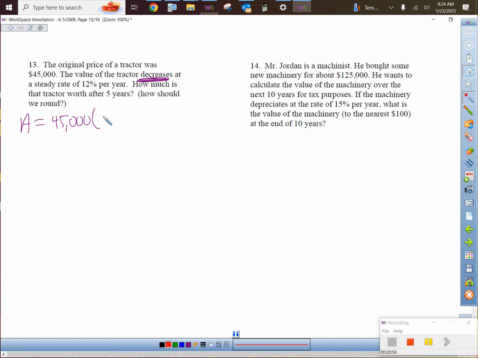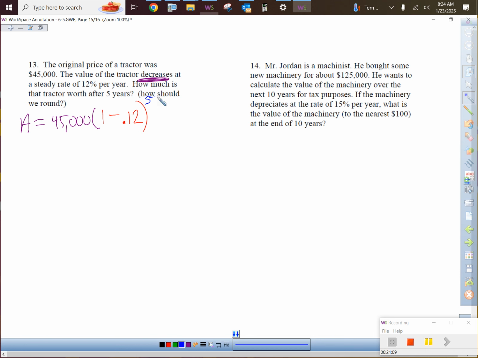And then I'll put it all in there. 1 minus the rate. 12%, hey, there's a big one. We've been dealing with finances of around 5%, 6%. This is not a financial situation. This is just a decay, so it's going to go down by 0.12, and then they say 5 years.